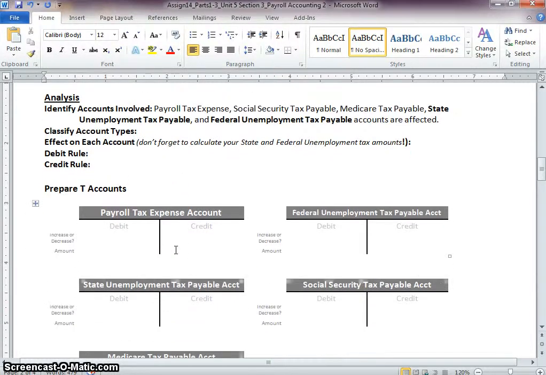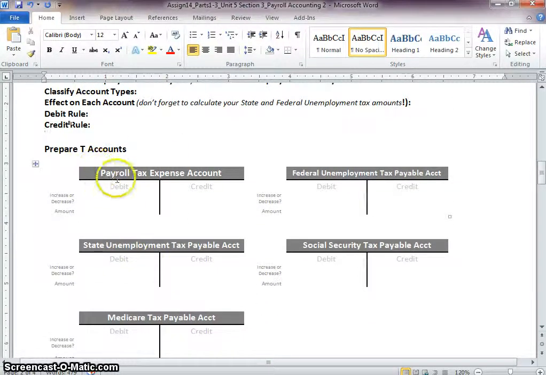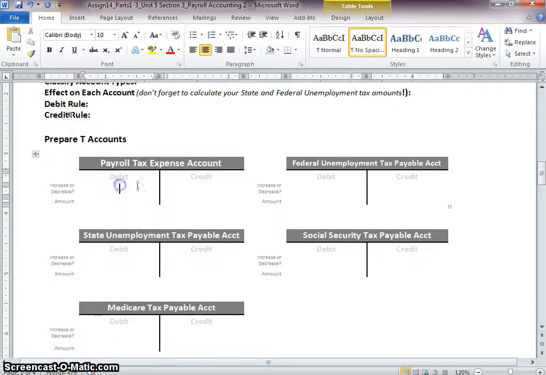You're welcome. And then I made your T accounts for you and left the names of the accounts in there. So you need to tell me how the debit and credit sides are increasing or decreasing. And since this is my payroll tax expense account, I know it's an expense account, so I'm going to increase on the debit side and decrease on the credit side. And you need to tell me how these liability accounts will increase and decrease, and then also the amounts that each will increase and decrease. So we have our payroll tax expense increasing for $187.01.